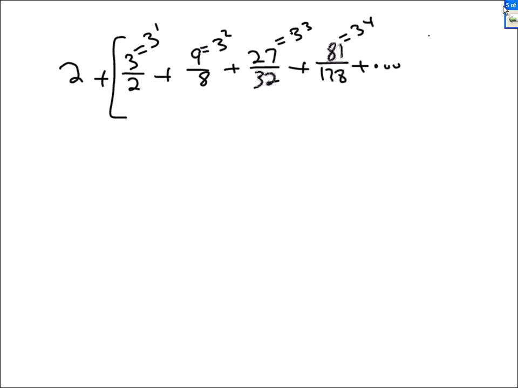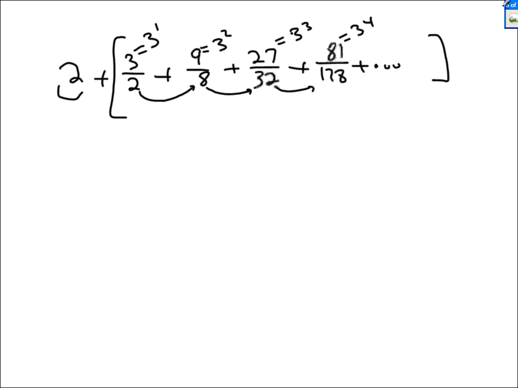All I'm getting at is that what's in the bracket converges, but when you add 2 to it, it'll also converge. The 2 at the beginning. Okay, so we have the numerator, at least for what's in the brackets, 3 to the 1, 3 to the 2. Now, the denominators. We keep multiplying by 4.